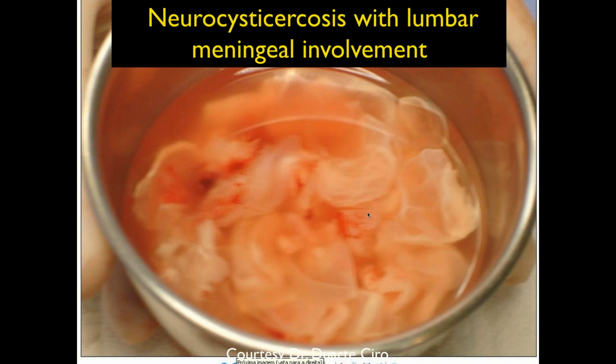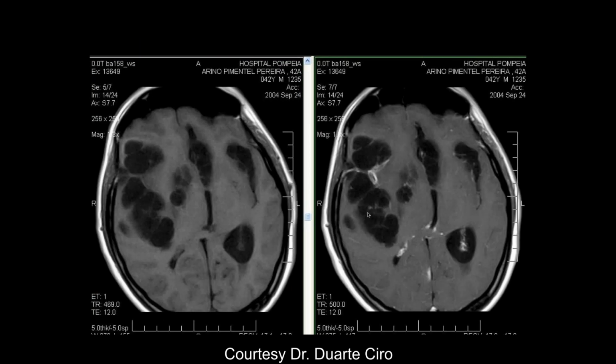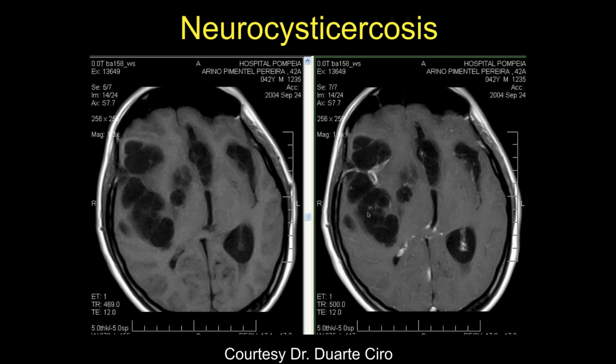Okay, so who's next? I think it's me. You? 42-year-old Hispanic male. And we have a large cystic lesion in the right cerebral hemisphere. Looks like there's effacement of the right ventricle, midline shift. And we see some enhancement along the dura on the right side. Is it another neurocysticercosis? Yeah.